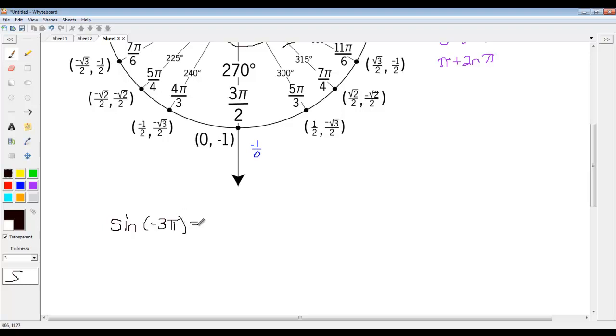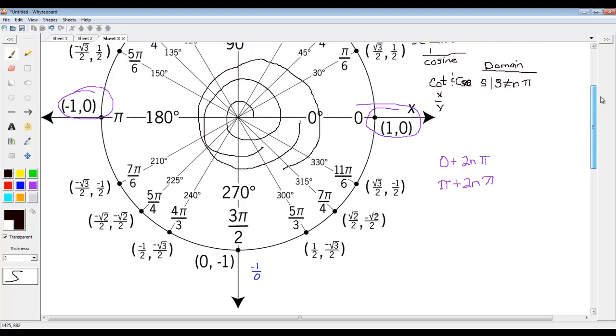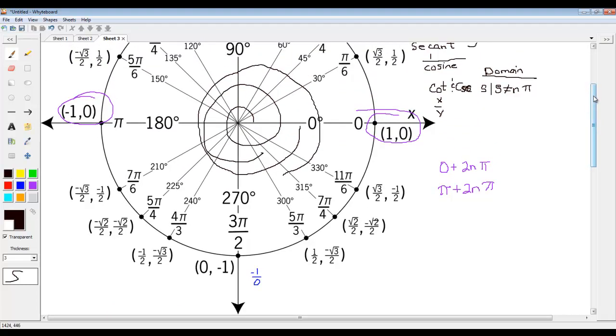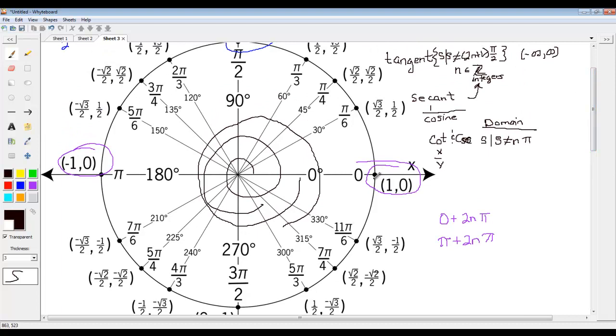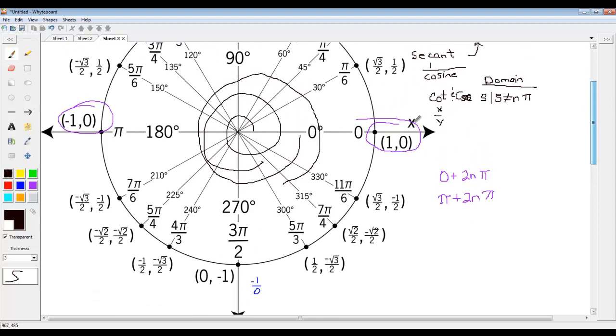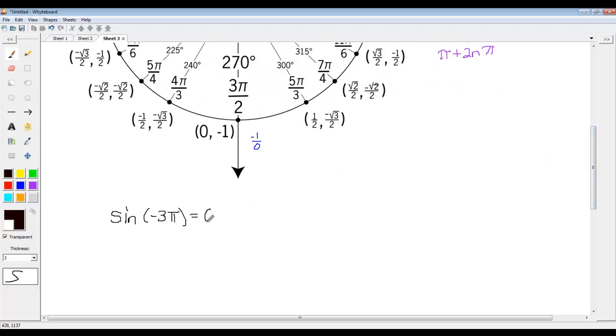Well, thanks to the unit circle, you can say, I'll start at 0 degrees. Negative 3 pi means I'm going in the clockwise direction. If I go around halfway, that's negative pi. Another halfway will give me negative 2 pi. Another halfway gets me to negative 3 pi. So I land here. And I'm being asked to find the sine. So all I have to do is look at the ordered pair. The y value is your sine value, and that's 0. So the sine here equals 0.